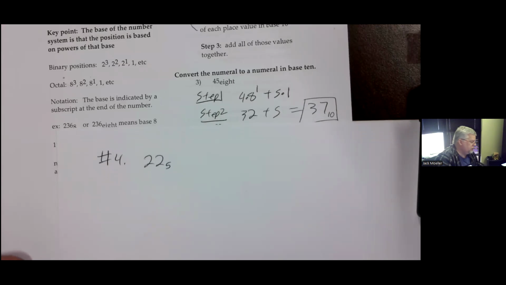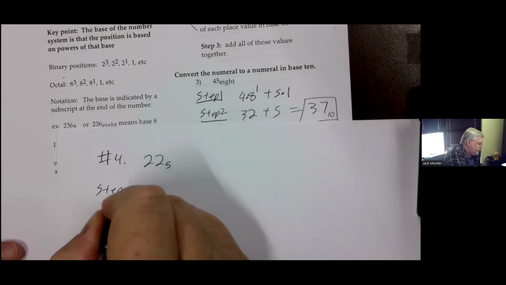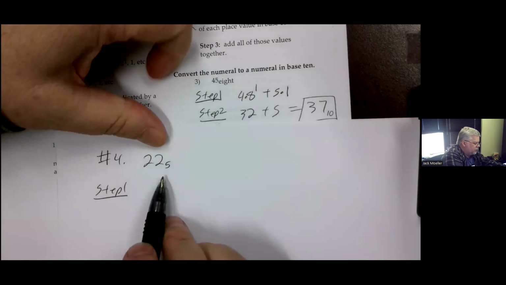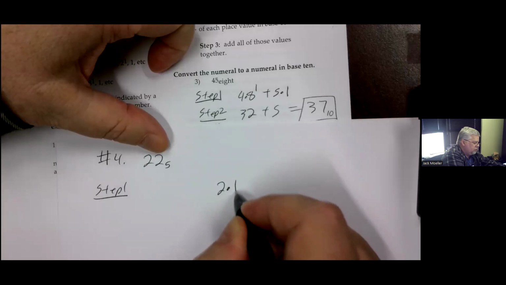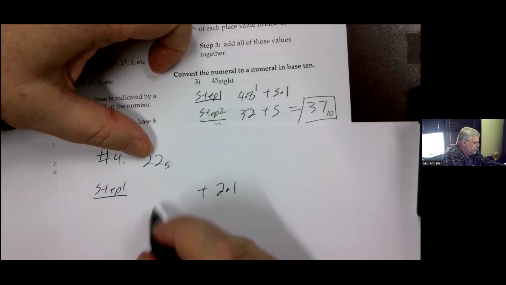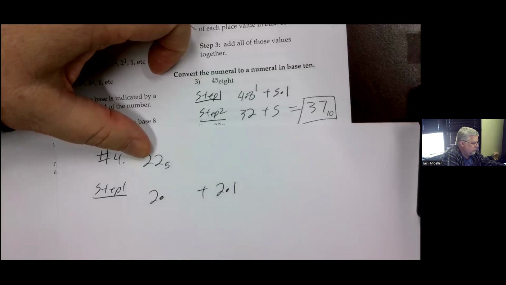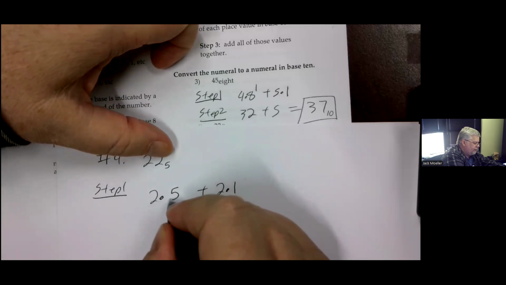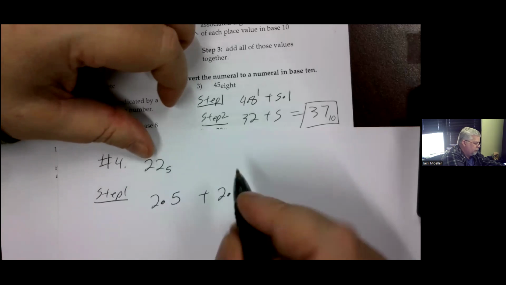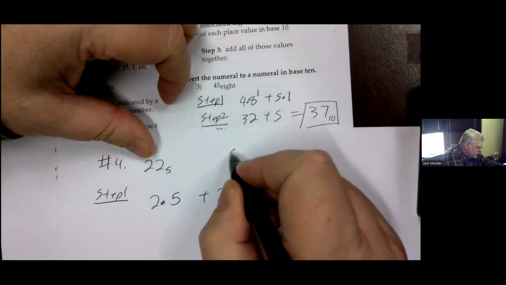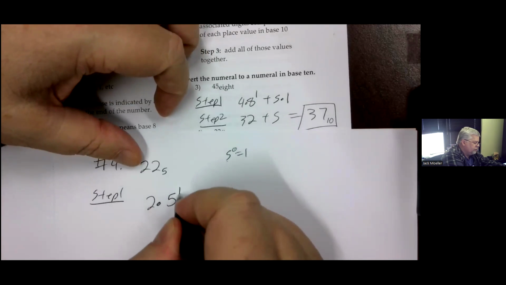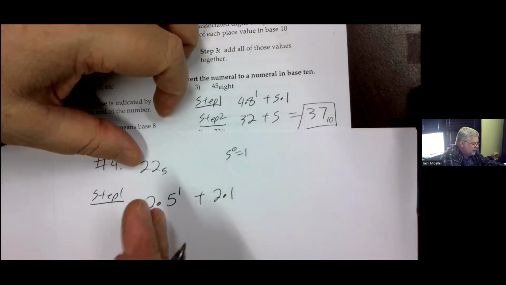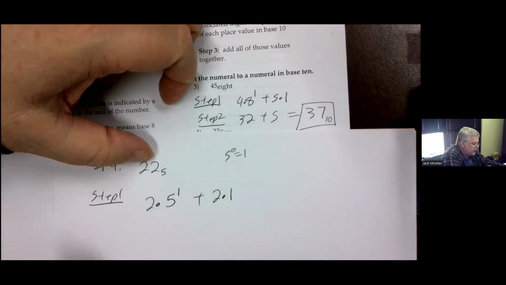So what does this mean? Step 1, put it in expanded form. I like to start on the right because the right is the ones place value. So that is 2 times 1 plus 2 times what? Well, we're in base 5. What's the exponent? Remember, the 1 is 5 to the 0, so we start with the 0 exponent. So this exponent is to the first. That second column, or second digit on the left, is always to the first power.